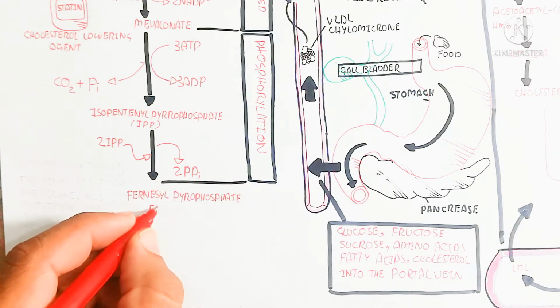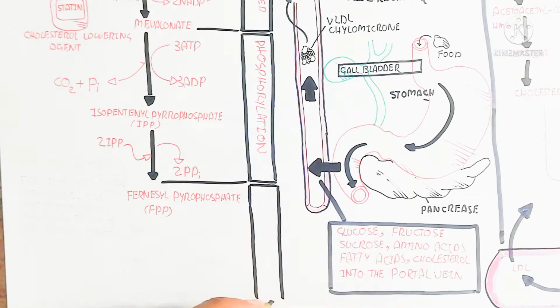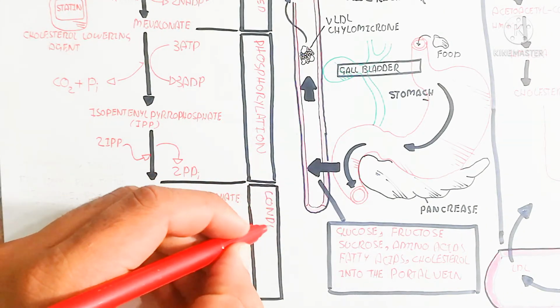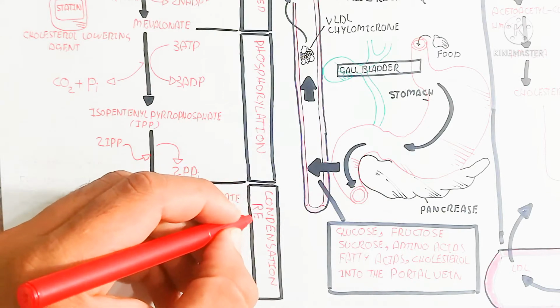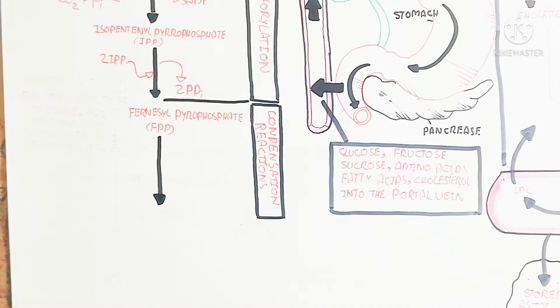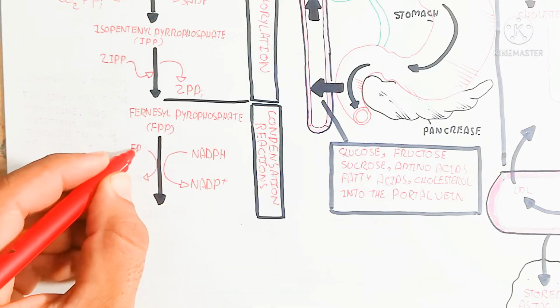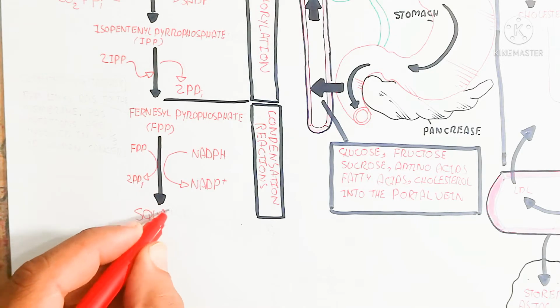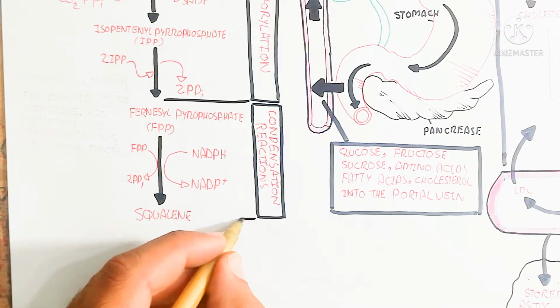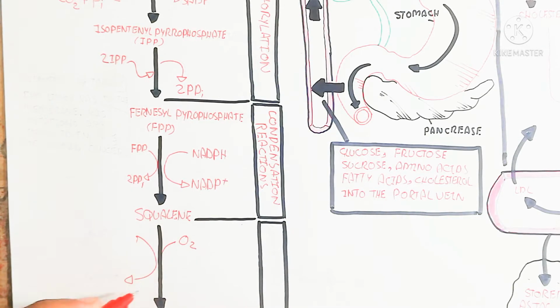This is the phosphorylation, and in this way the pyrophosphate will be added and released, and in this way the farnesyl pyrophosphate will be formed. This is a condensation reaction. In this way, the condensation reaction means the oxygen will be added and the NADPH will be converted into NADP plus. So in this way, you can see in this diagram to understand as well.